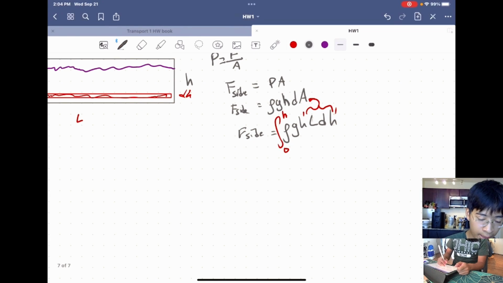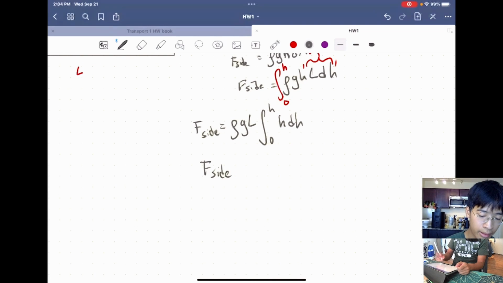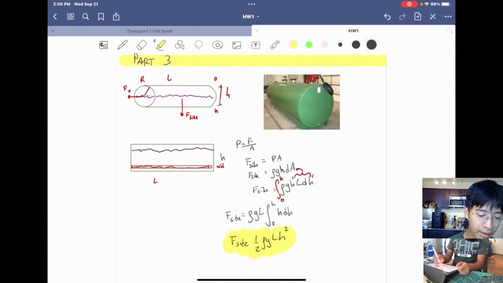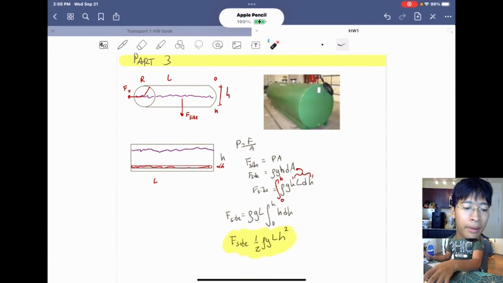So now I can say that the force on the sidewall is equal to rho g times the length of the vessel times the integral of h dH. Go ahead and integrate that. That's equal to 1/2 rho g L h squared. Okay? And there is our first expression. This is the far easier one. This is our first expression for one of the forces exerted on the vessel by the pressure of the liquid.